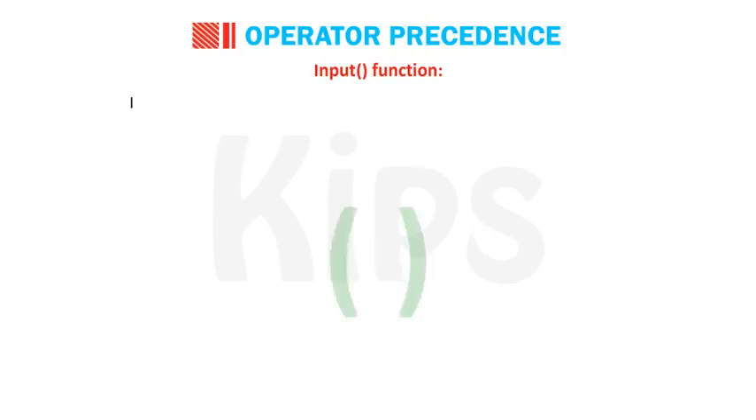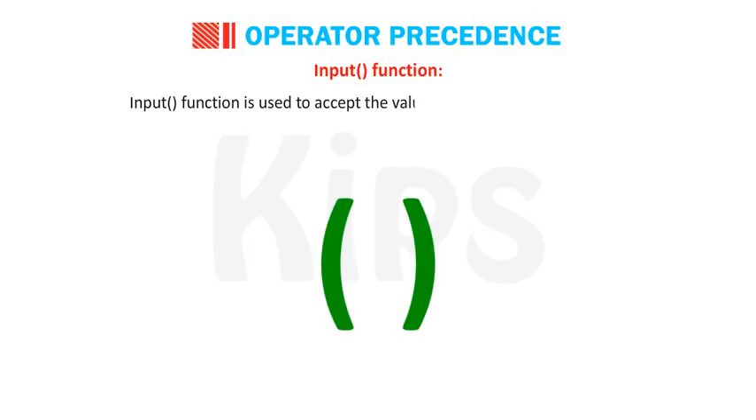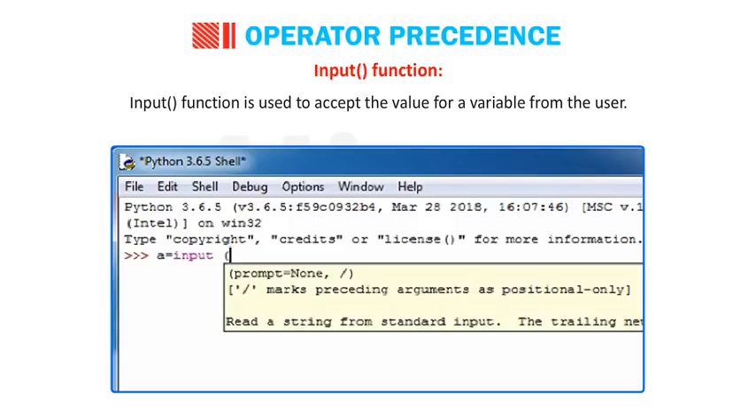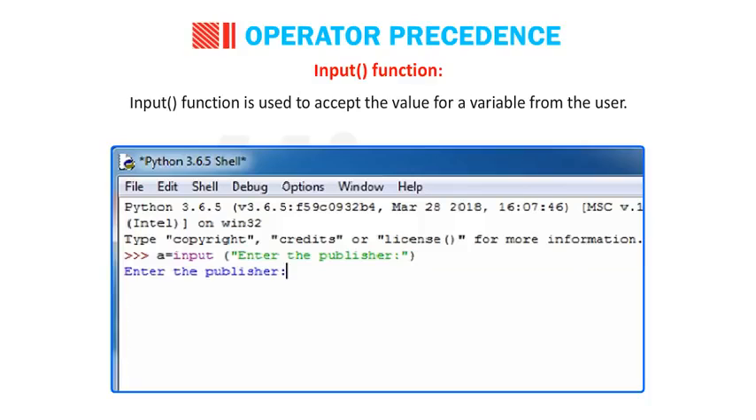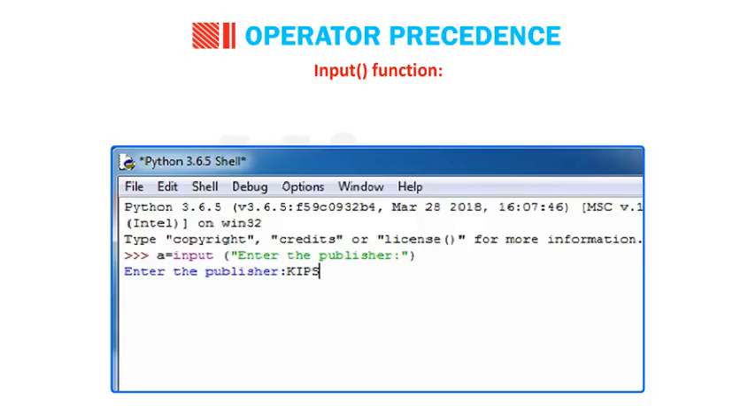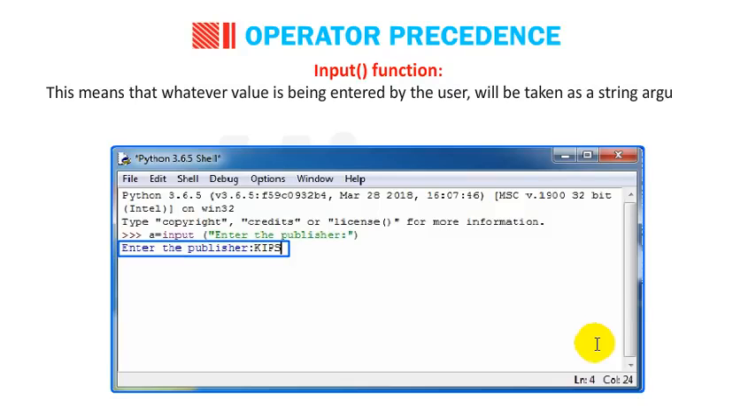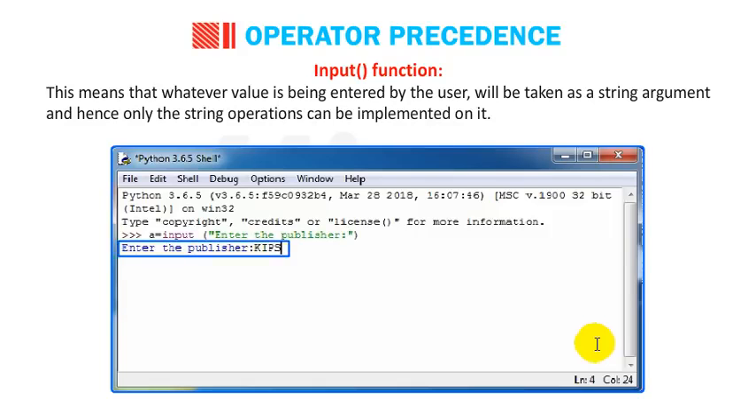The input() function is used to accept the value for a variable from the user. A = input("Enter the publisher: "). Enter the publisher: KIPS. In Python, the input() function takes one string argument. This means that whatever value is entered by the user will be taken as a string, and hence only string operations can be implemented on it.